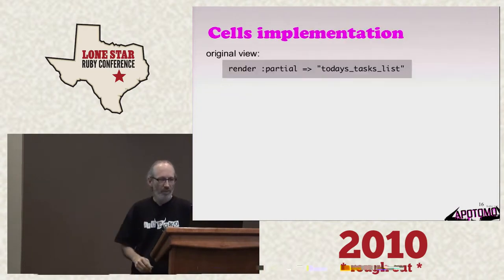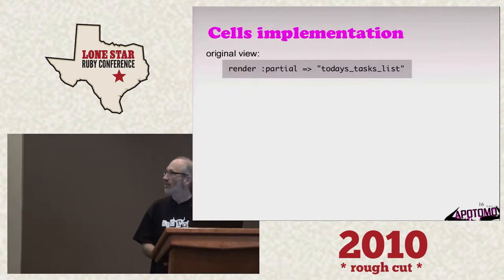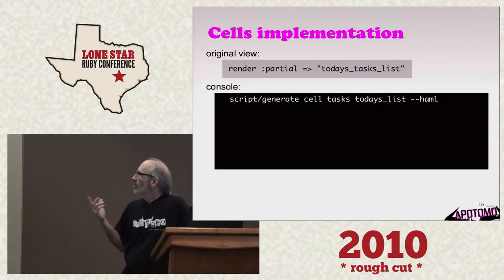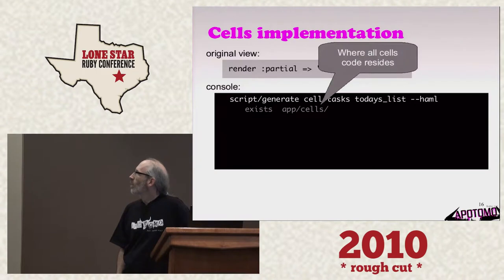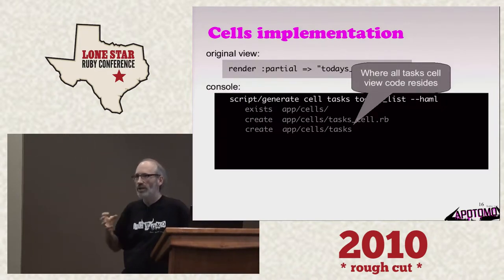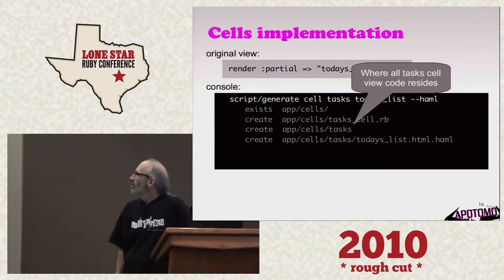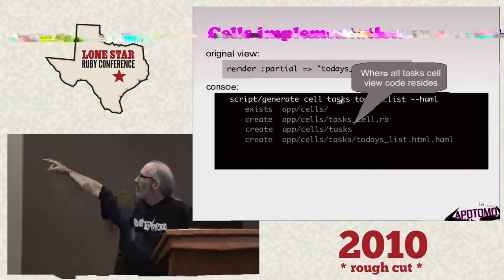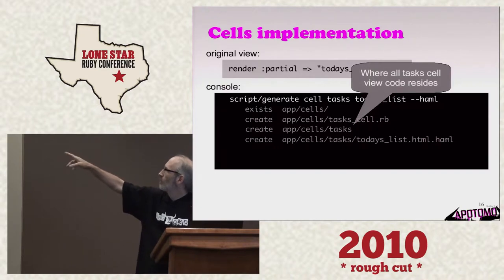So for instance, how that works is, originally we had this render partial thing, let's say today's task list. So you go to the console to generate your cell. It creates this directory, unless it's already there. That's where all your cells reside. Nice organization. It creates the Ruby file, and we'll see that in just a second. And then it creates this other directory, and that's where all your view code resides. Again, really nice organization. There's the action or the state that I wanted to make a view for. I specified that on the console line.